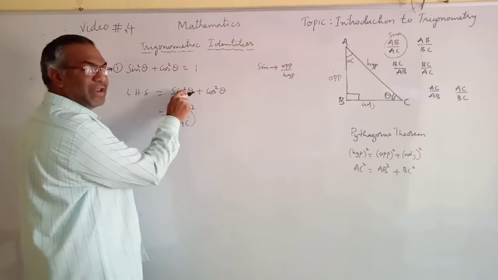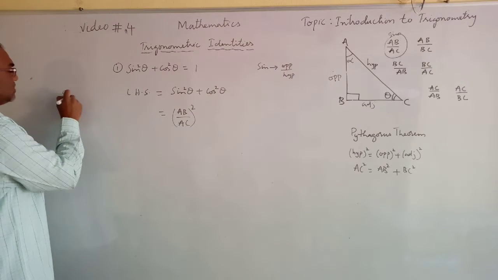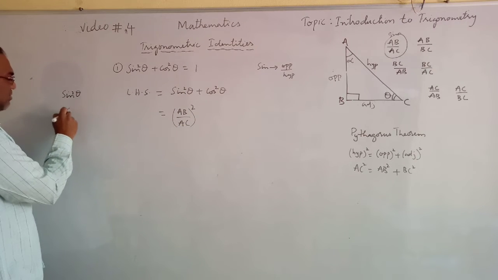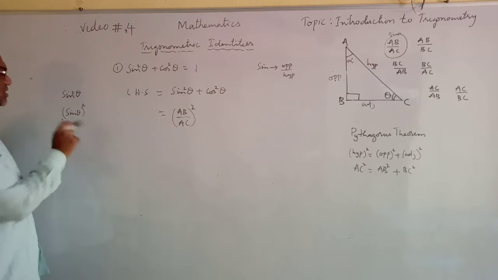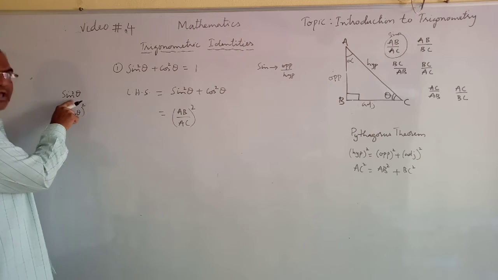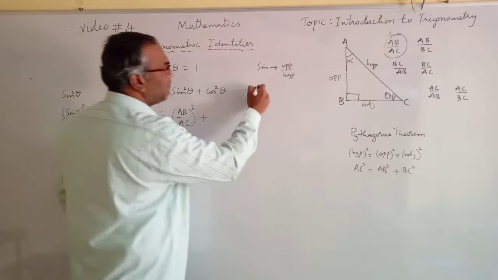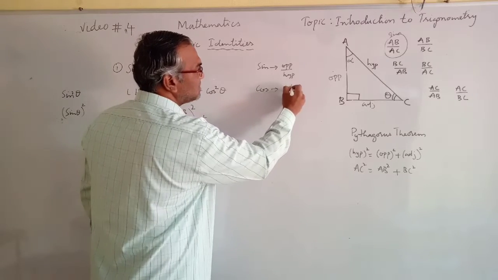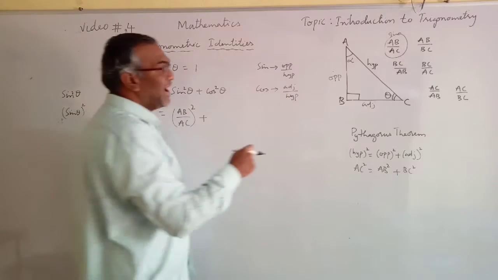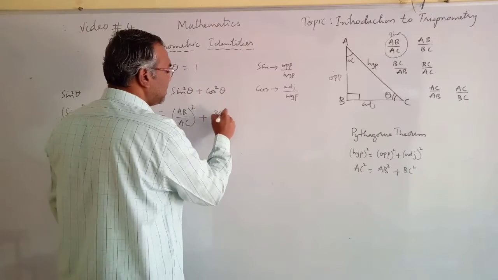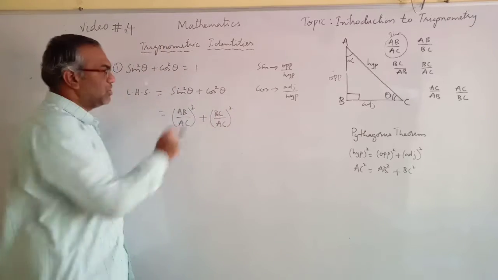Then, because sine has a square here, and remember this is important, sine square theta is the same as sine theta square. These two are the same, but the general practice is we don't write it like this, we write it like this. So, sine square theta plus cos square theta. What is the definition of cos? Cos is adjacent divided by hypotenuse. So adjacent here is BC divided by hypotenuse AC, and squared, because it has a square.